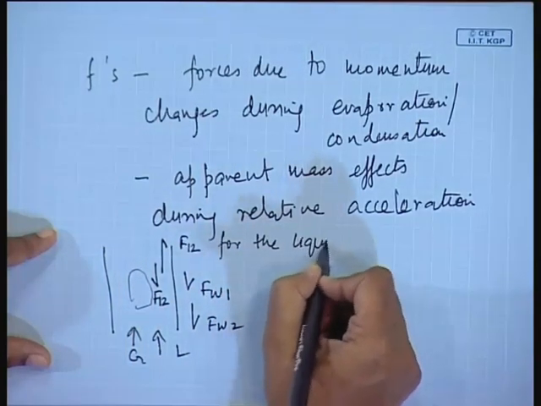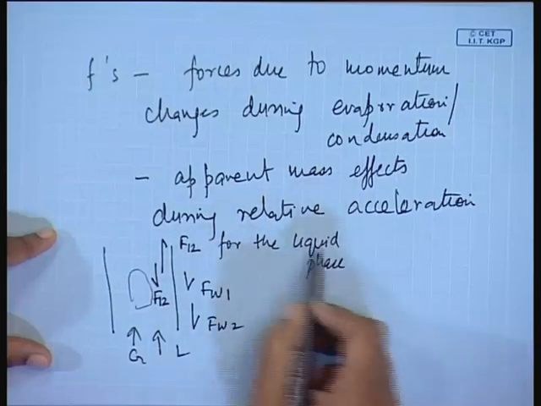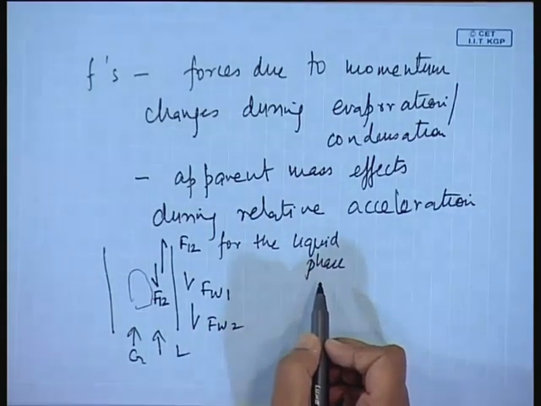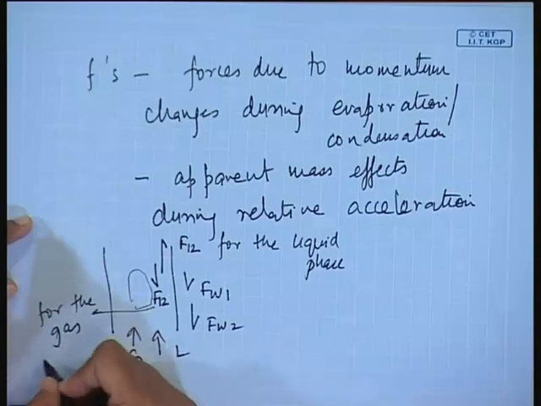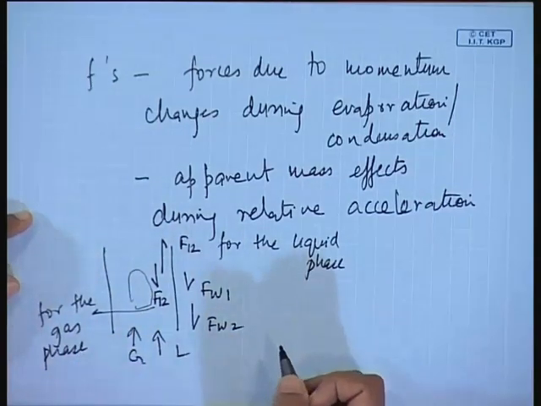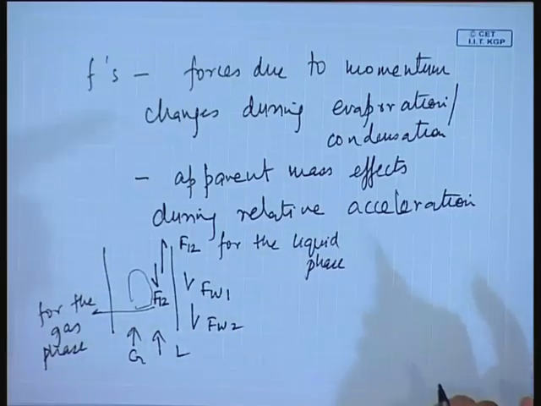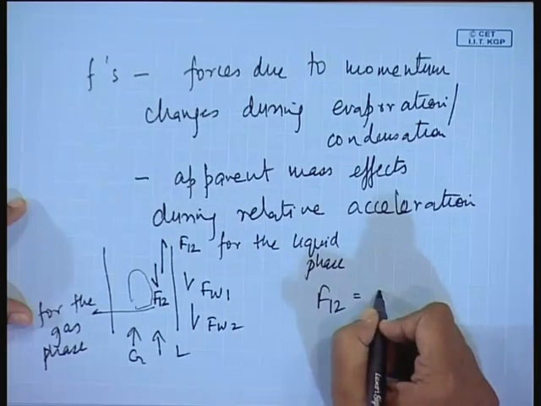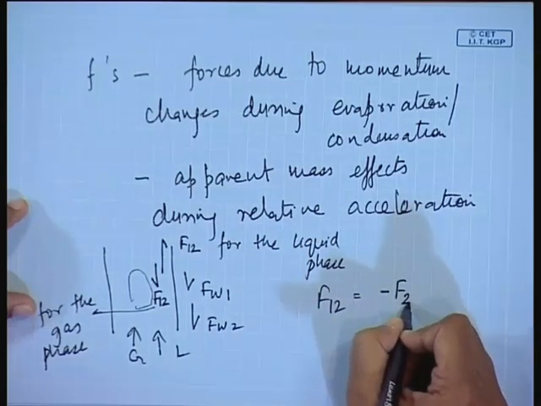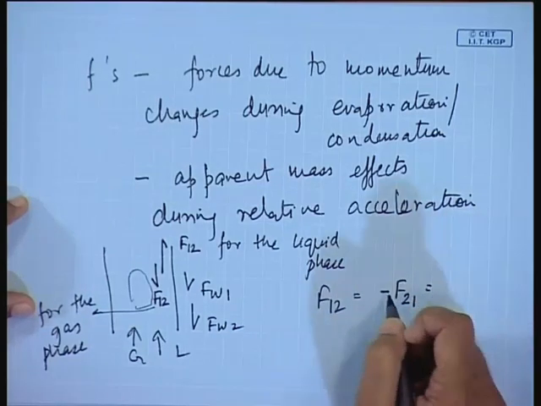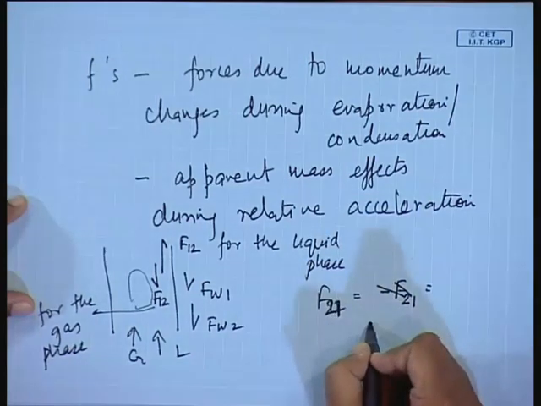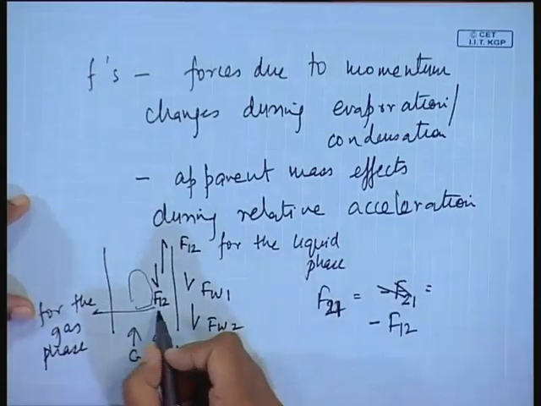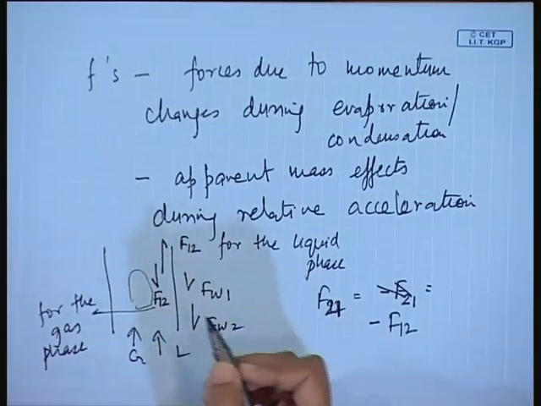Just like we decide here, so this should be the thing, is it not? And this F12 is for the gas phase. You can take it as F21 also, but if it is the mutual hydrodynamic drag, then can't we say F12 equals minus F21? Or in other words, F21 is nothing but minus F12. If you take F21, then it is fine.